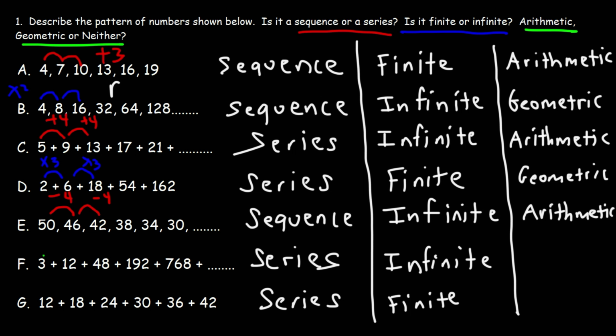For F, we have a common ratio of 4. 3 times 4 is 12. 12 times 4 is 48. And if you're wondering how to calculate d and r, to calculate d, take the second term subtracted by the first term. 7 minus 4 is 3. Or you could take the third term subtracted by the second. 10 minus 7 is 3. In the case of F, if you take 12 divided by 3, you get 4. 48 divided by 12, you get 4. So that's how you can calculate the common difference or the common ratio. It's by analyzing the second term with respect to the first one. So since we have a common ratio, this is going to be geometric.